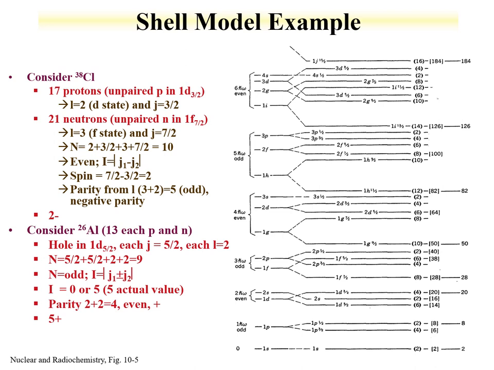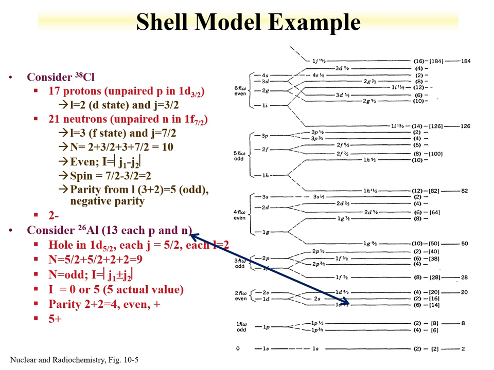If we consider another example, aluminum-26, this is a nucleus with 13 protons and 13 neutrons. So the 1d 5/2 would be filled to 14, so there's a hole, there's one missing spot for each of the proton and neutron shells. So each unpaired particle has the spin of 5/2 and an orbital angular momentum of d, which is 2. So the Nordheim number is 5/2 plus 5/2 plus 2 plus 2. That's equal to 9. That's an odd value.